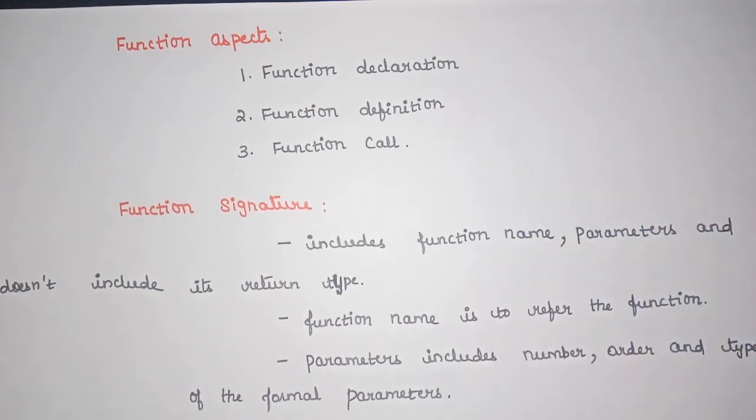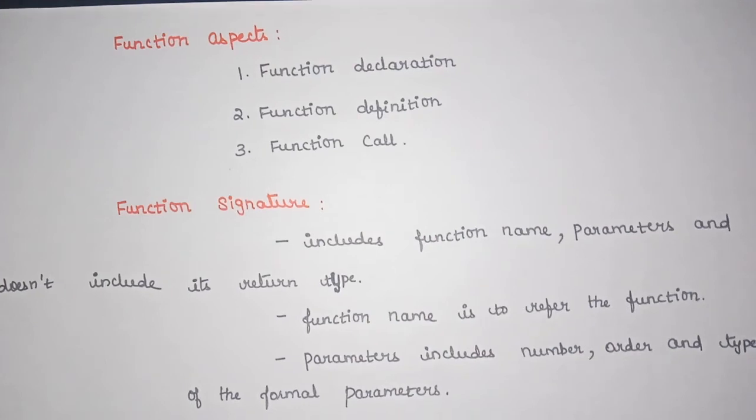Then coming to function signature. So what is a function signature? This signature actually includes the function name and the parameters that are used inside this function, and these two come under the signature. There is also a return type, but this return type is not included in the function signature. If we say function signature, then it includes only the function name and the parameters used for that particular function.